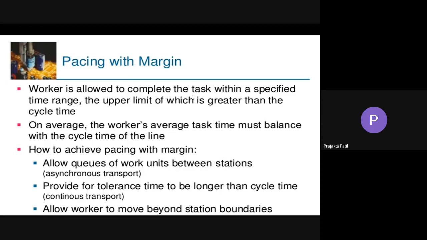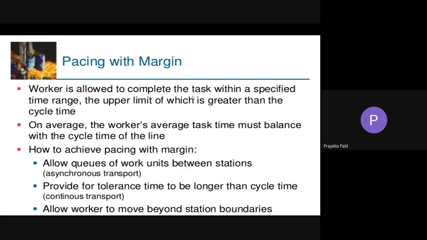So what is the first method we said here? It is allowing queues of work units to form between the stations. This can be made possible by using an asynchronous transport system, where the work units are allowed to form a queue in front of the workstation. Thus it is guaranteed that the workers are never starved for work, but they also provide extra time for some work units as long as the other units take less time. So we already know how this asynchronous transport works.